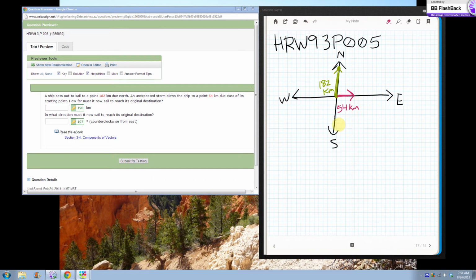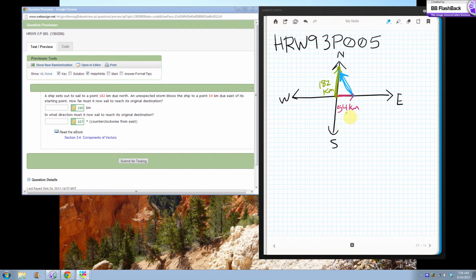How far must it now sail to reach its original destination? So basically I'm asking, how far is this? Right here. I'm looking for that resultant. That's what I'm looking for. Now luckily for us, the two vectors we have are in one dimension, which really helps out. But unfortunately for us, I'm not looking for a resultant.